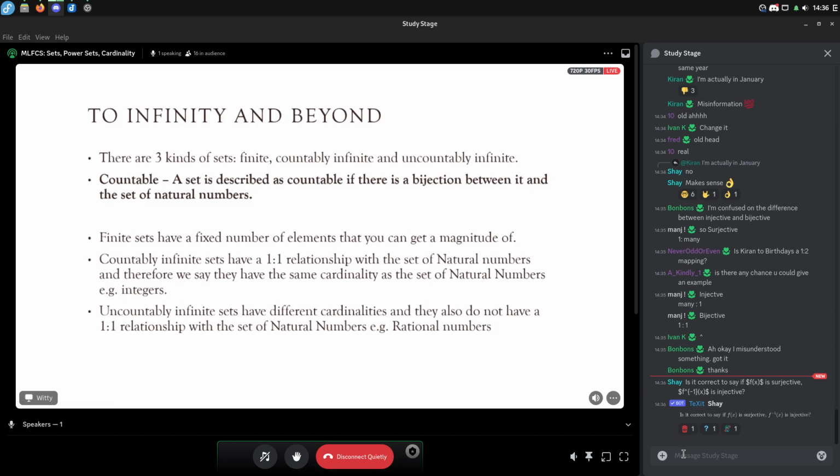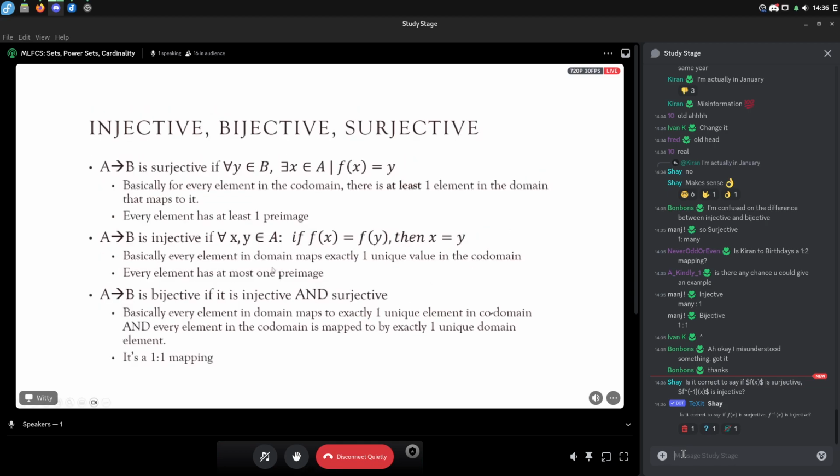Is it correct to say if f of x is surjective, then the inverse is injective? So let me go back. If f of x is surjective, meaning it has at least one pre-image, is the inverse injective?